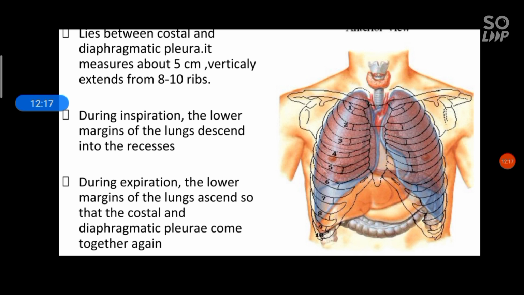During inspiration, the lower margin of the lung descends into the recess. During expiration, the lower margin of the lung ascends, so that the costal and diaphragmatic pleura come together again. So this recess is important for paracentesis in case of pleural effusion.